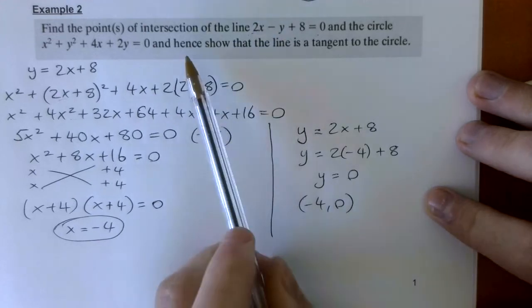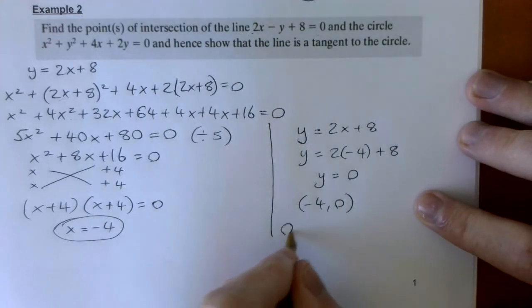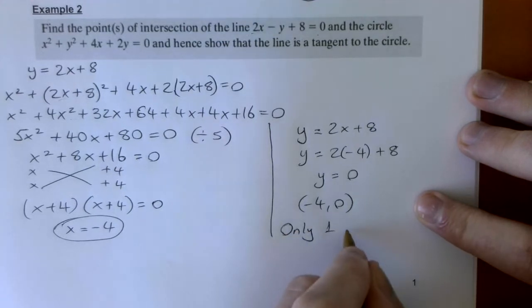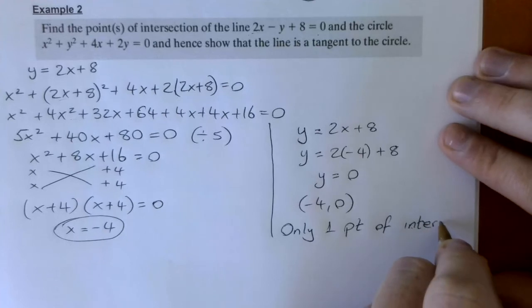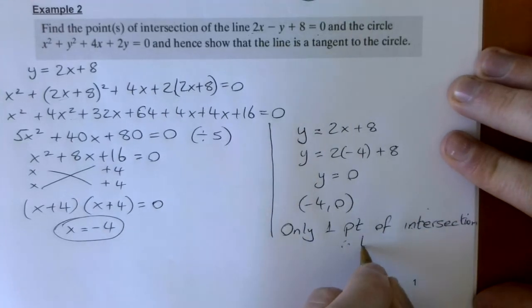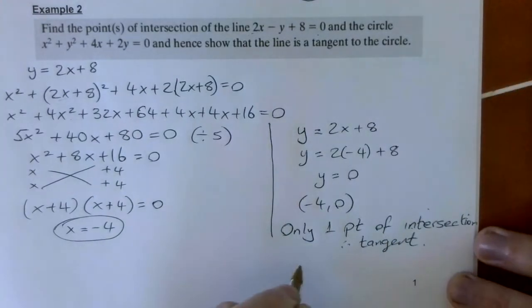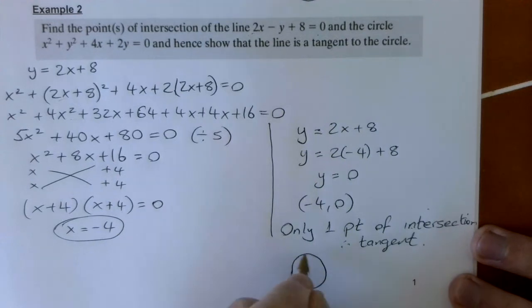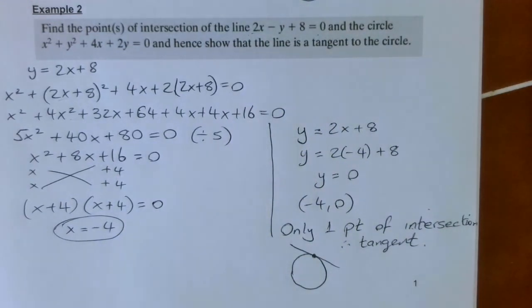And then it says, hence show that the line is a tangent. We would write down only one point of intersection. Therefore, tangent. Okay, like I showed you on the previous one. You can even draw a diagram just to kind of show it a bit further if you like. Okay, so there's only one point of intersection, therefore it has to be a tangent, because if there was going to be 2 points, it couldn't possibly be a tangent.